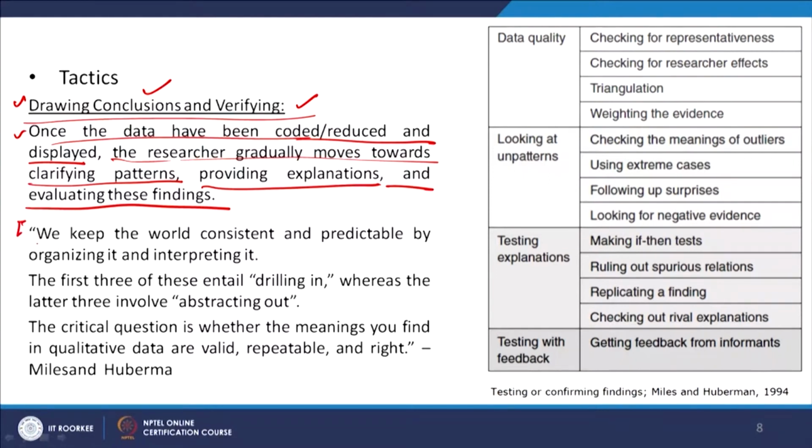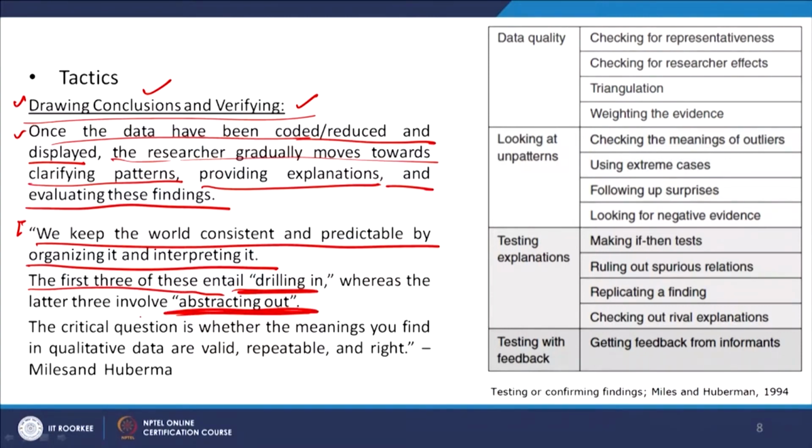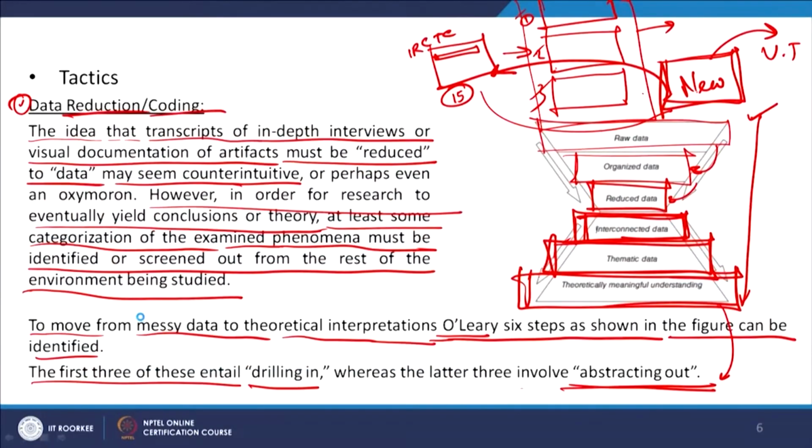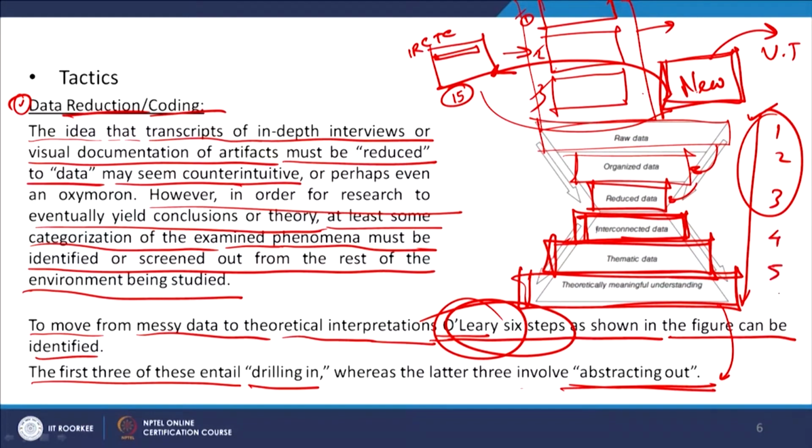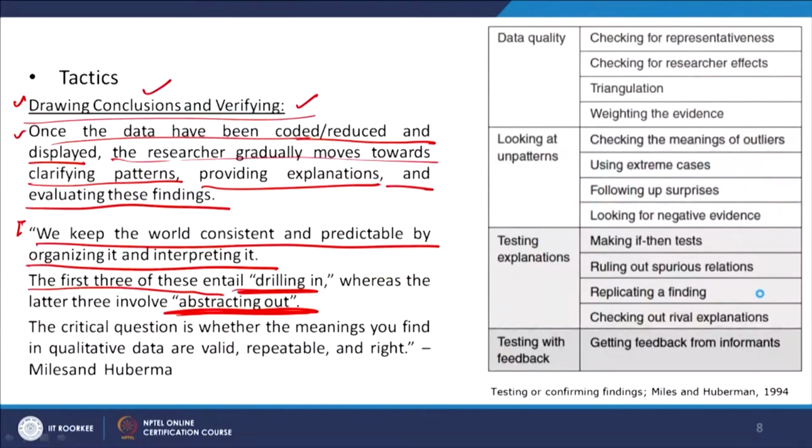We keep the world consistent and predictable by organizing it and interpreting it. This is one of the quotations from our researcher, and the first three of these are essentially drilling in and then abstracting out, which has been discussed earlier in O'Leary's 6-step process of design. So the first three stages are data display and data reduction, and the next three stages are actually conclusion.